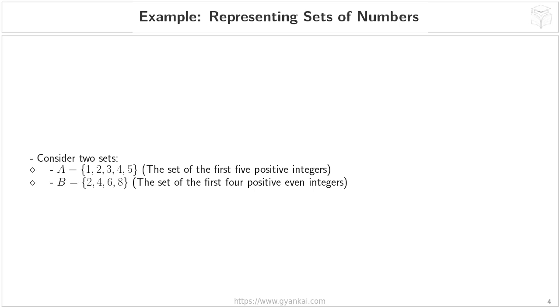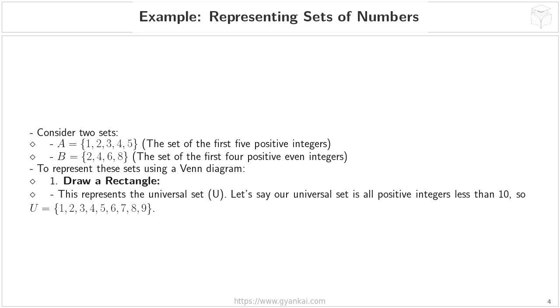Example, representing sets of numbers. So now let's put everything we've learned about Venn diagrams into practice with a concrete example. First, we're going to consider two sets. Set A, which we denote as A, is the set containing the first 5 positive integers. That means A includes the numbers 1, 2, 3, 4, and 5. We write this as A equals the set containing 1, 2, 3, 4, and 5, enclosed in curly braces.